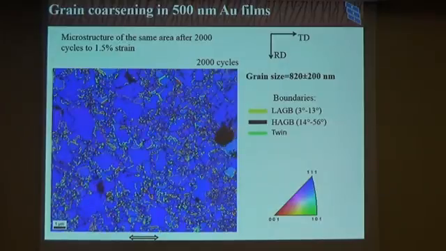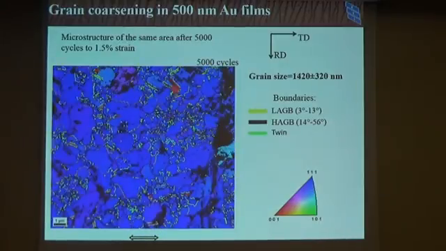Then if we go further, at 2,000 cycles there are even larger grains, and then at 5,000 cycles you also see mechanical damage. Extrusions are shown here, and you see the grain size is almost 1.5 microns. And at 10,000 cycles, we really have an order of magnitude. We start with 200 nanometers at room temperature, and due to mechanical load we end up with 2 micron grains.